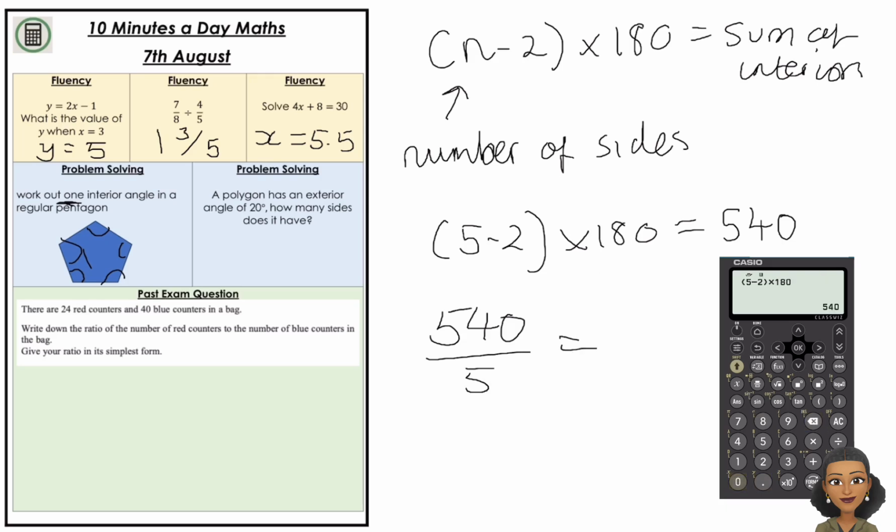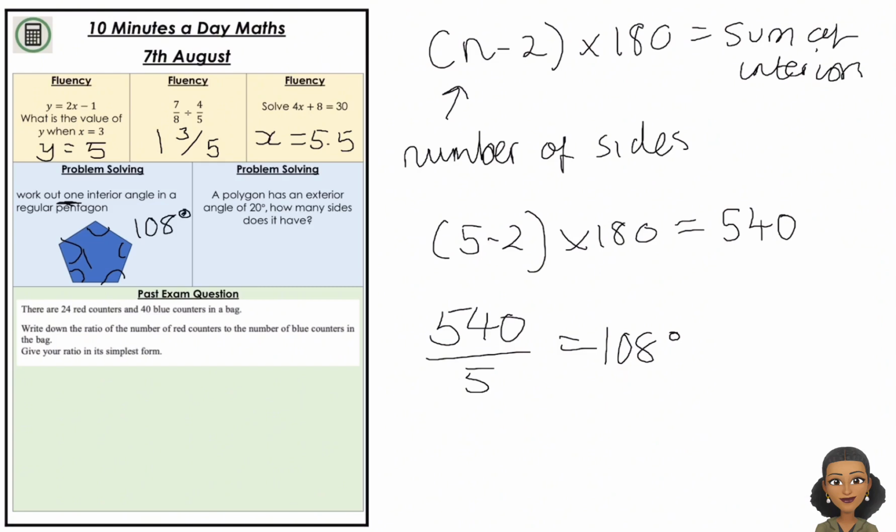And again, you can put that in your calculator. You can see on the screen. And that means each angle in a regular pentagon is 108 degrees. So you can see that there. This formula here is a really good one to remember. And that's for the sum of the interior angles.